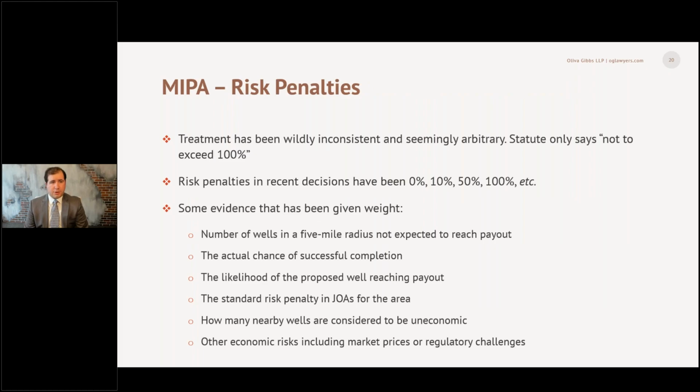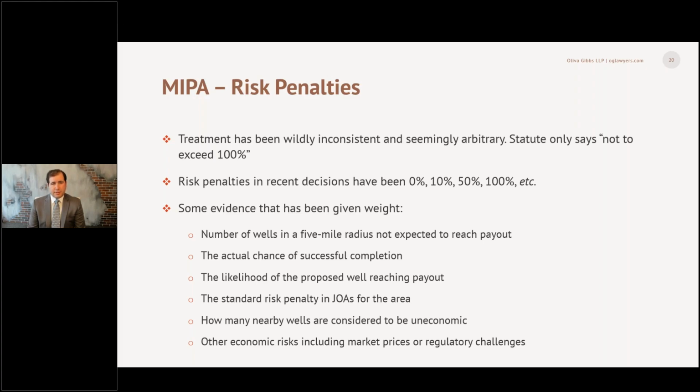So, risk penalties under MIPA. As we discussed with risk penalties in Louisiana, it's statutorily in there, the risk charge. As long as you have notice, that 200% risk charge and that 100% risk charge for those non-participating owners. So it's very standard, very set out in Louisiana. Texas is not that way.